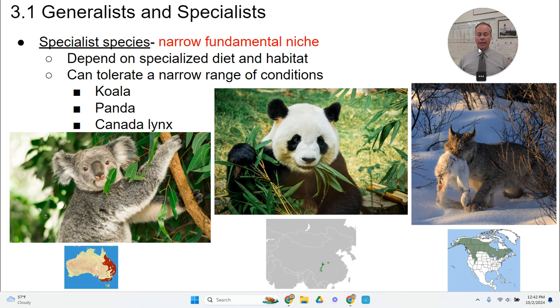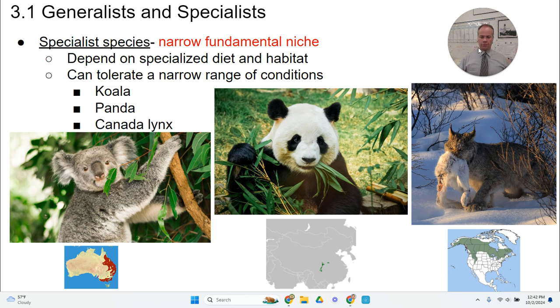At the other end of the spectrum, we have specialist species. Specialist species have a relatively narrow fundamental niche. They may depend on very specific foods. They may depend on a very specific type of habitat. And so these specialist species often are not tolerant of a wide range of conditions, that they can only survive and be successful in a relatively narrow range of conditions.